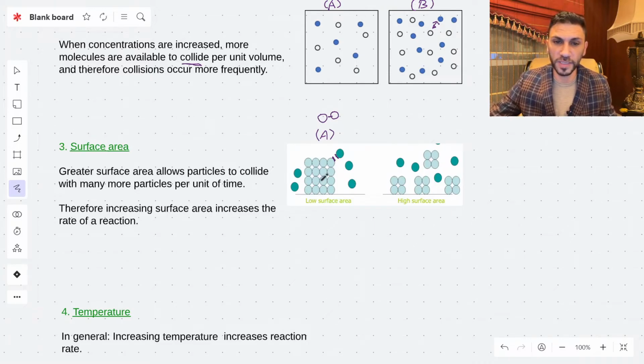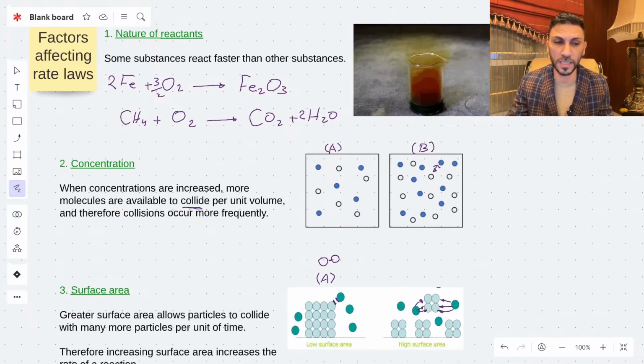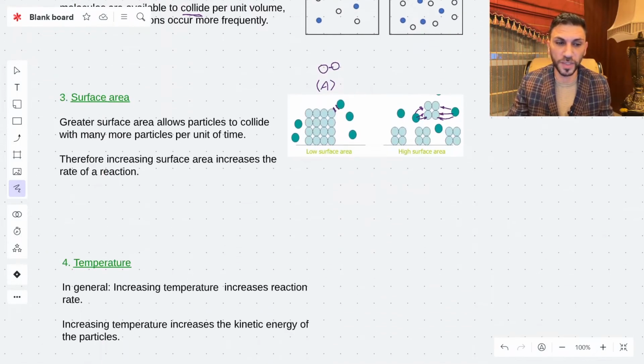And when we have this reactant in smaller pieces, now the surface area is greater, because the collision could be in all these areas. That's why when the reactants are powder, the reaction will be faster than when the particles are bigger solids. That means increasing the surface area will increase the rate of the reaction. So now we have 3 factors: the type or the nature of the reactants, the concentration, and the surface area.